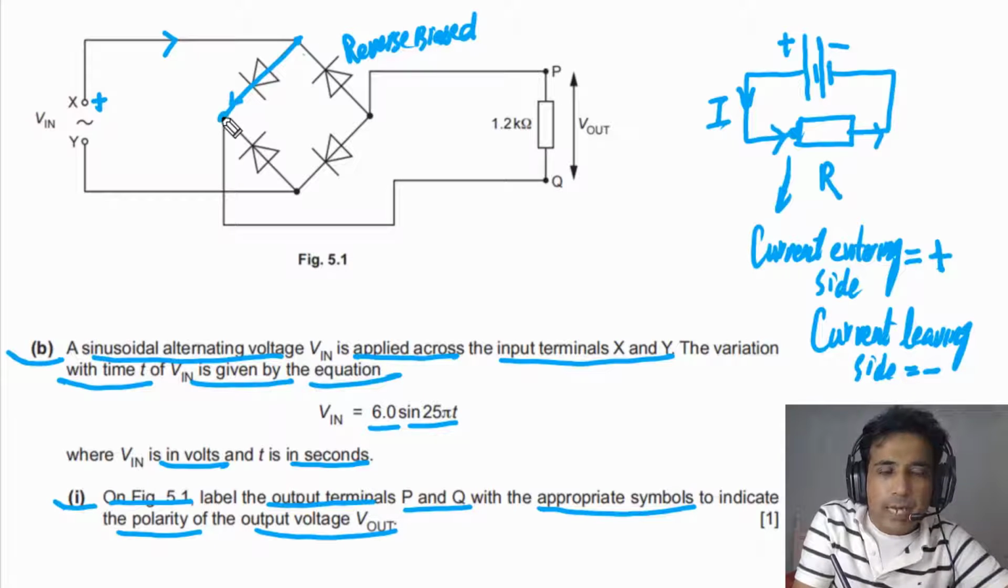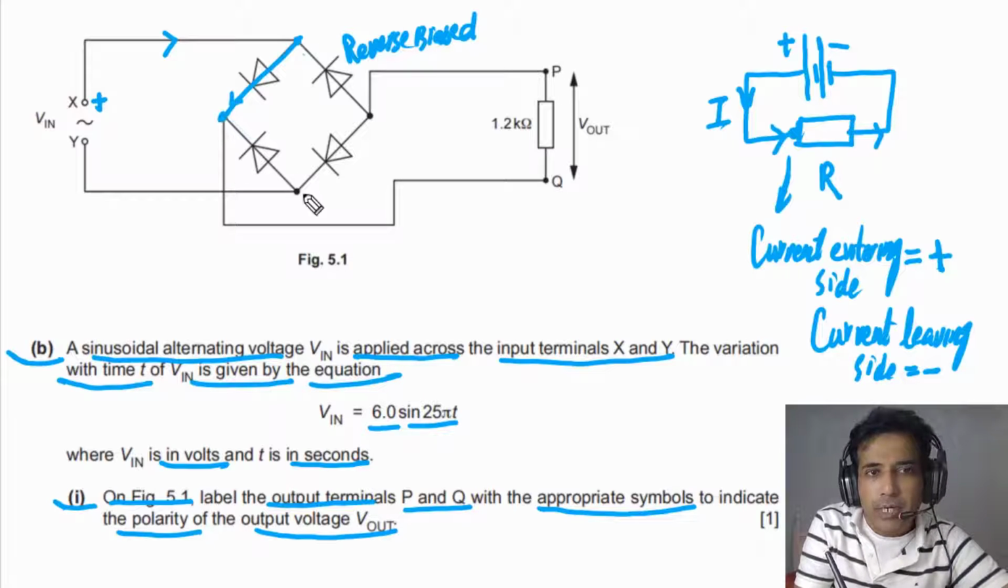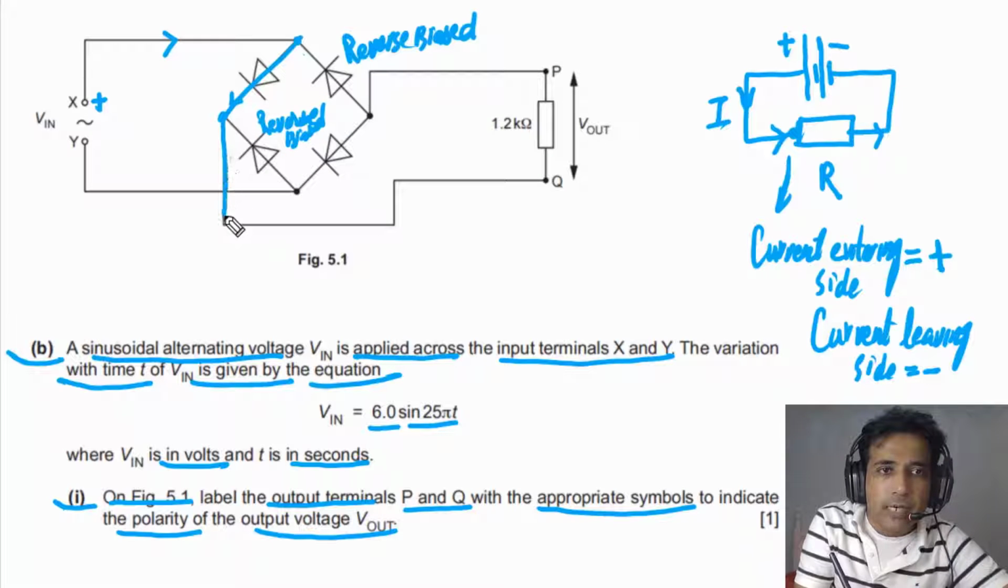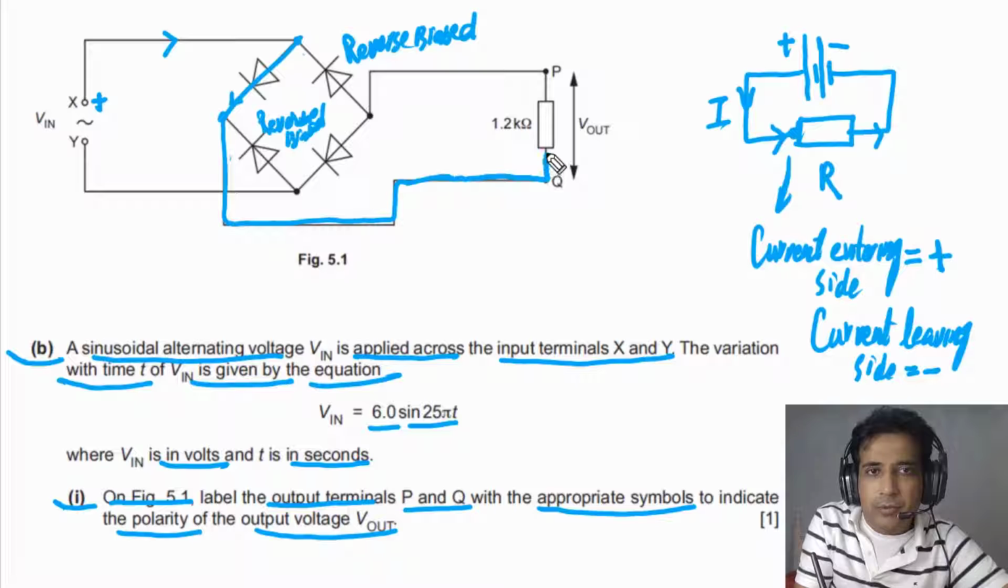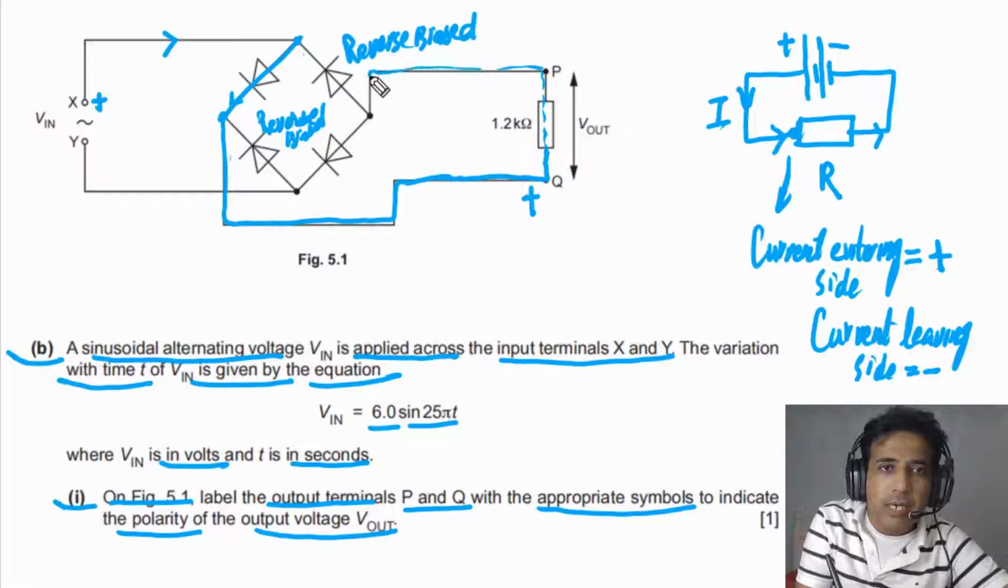After reaching this point, current cannot pass through this diode because this is connected in reverse biased. So we can say this one is connected in reverse bias. So current simply will flow like this. Current will go this way and current will enter this resistor from Q. So this side has to be positive. And current will pass through this resistor and come back like this.